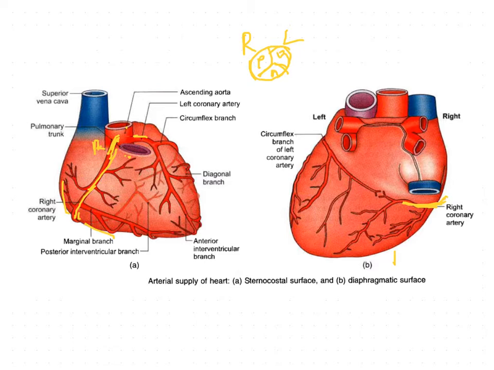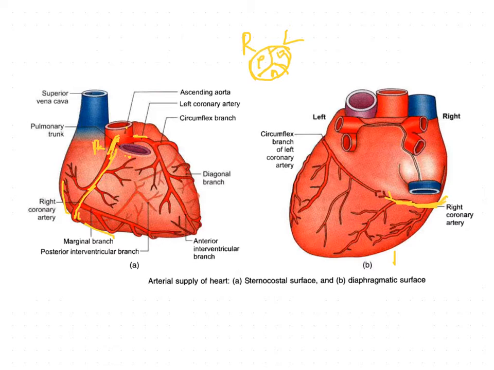So, this is the course of the right coronary artery on the diaphragmatic surface. After reaching the posterior interventricular groove, it finally terminates by anastomosing with the left coronary artery. So, this is the course of the right coronary artery. Along this course, it gives many branches. Some are large branches and some are small branches.